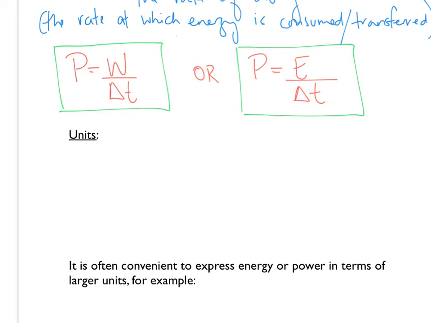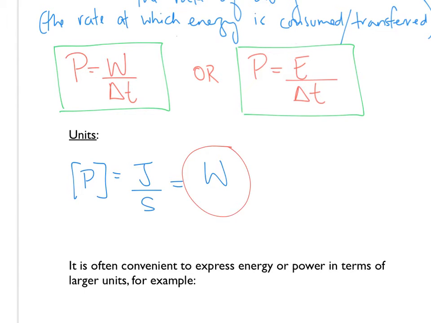Okay, so now let's talk about dimensions. So we know that power is equal to work or energy divided by time. So work or energy is measured in joules, as we know, and time is seconds. So power is joules per second, and the unit for that is a watt. The symbol is W, and that represents watts.